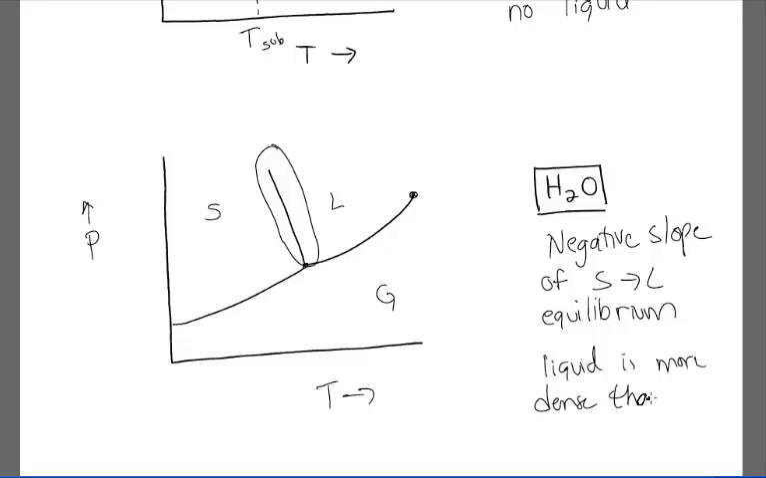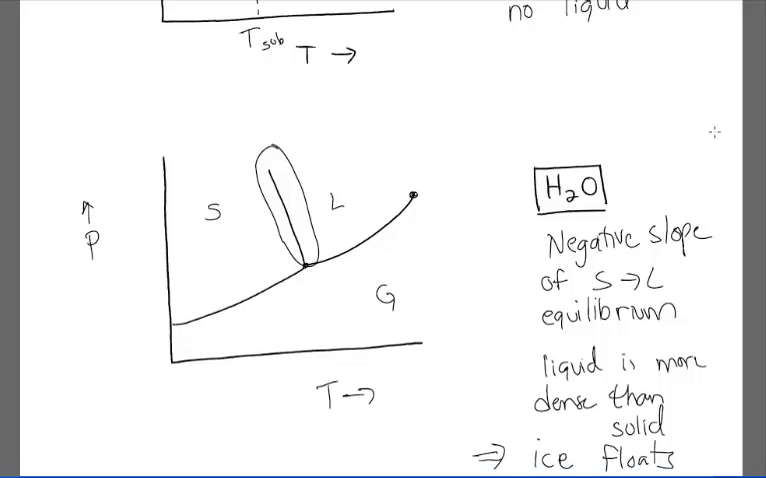So liquid is more dense than the solid, which is unusual, and particularly for water. So that explains why ice floats in water. You may not have thought about it before, but for most substances, the solid phase would not float in the liquid phase. The solid phase would sink. But for water, with this negative slope, the liquid is actually more dense than the solid, and so the solid will float on top of the liquid.